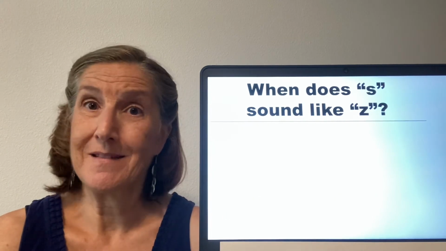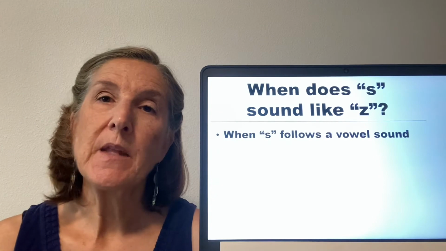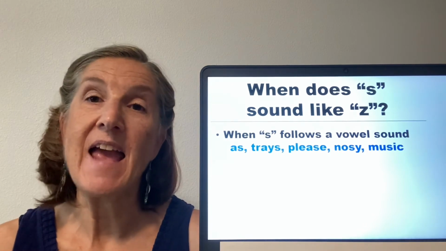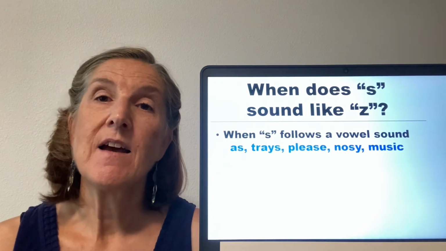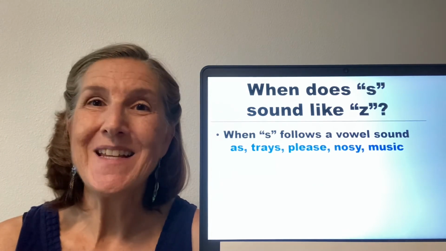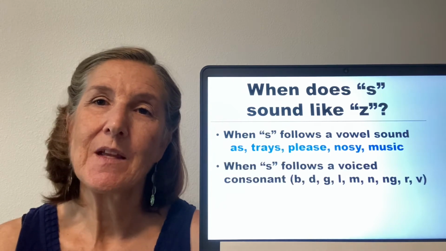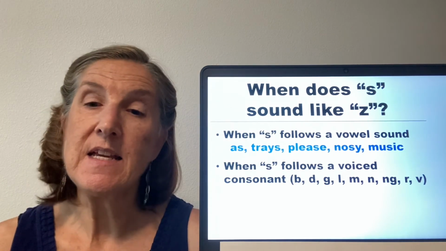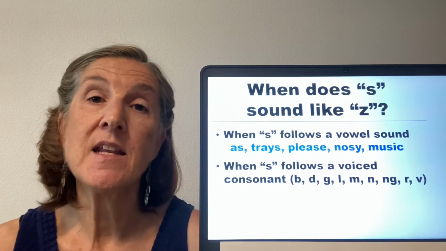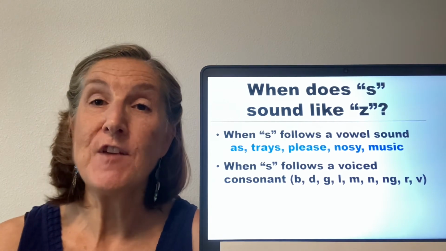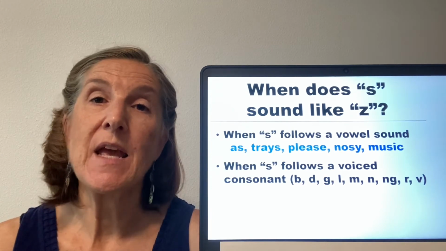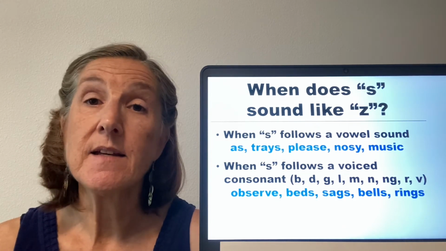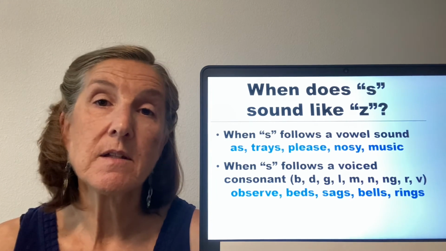So, when does an S sound like a Z? How do you know? Well, when an S follows a vowel sound, it will sound like a Z, as in as, trays, please, nosy, and music. When S follows a voiced consonant sound, the B, the D, the G, the L, M, N, the ng, the R, and the V, it will make the Z sound. Here are some examples. Observe, beds, sags, bells, and rings.